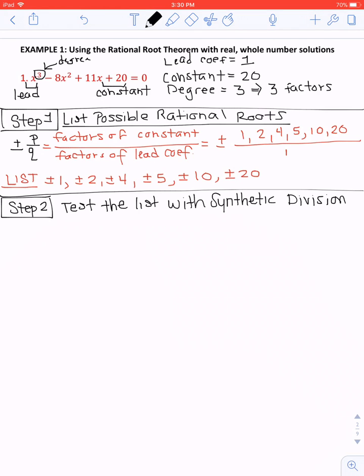All right, when you test the list with synthetic division, we're using the factor theorem. And the whole point of this is synthetic division has this really neat process on it that if the remainder is 0, then the term that you divided by is an actual 0 for that polynomial, which creates a factor. So that's what we're looking for. We're testing to find zeros. So if the remainder is 0, then we can go, yay!